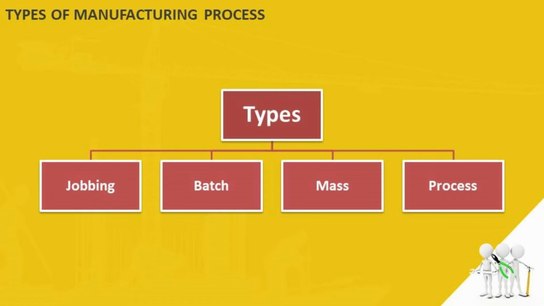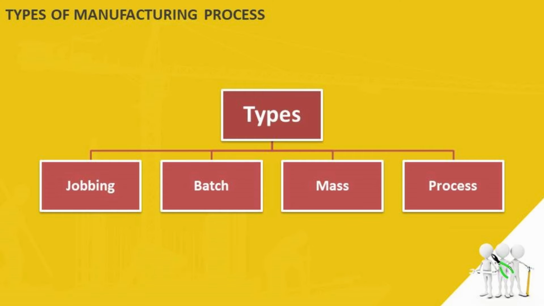First is the jobbing manufacturing process. This is used to produce one or a few units of the product as per the requirement and specification of the customer. Production is to meet the delivery schedule, and costs are fixed prior to the contract made.